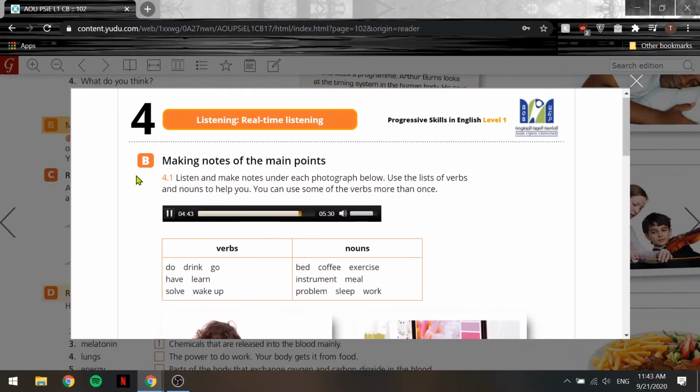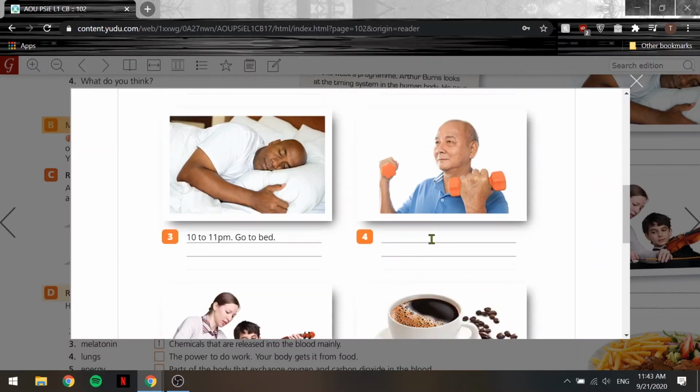All right, so I'll pause it for a second. So we'll say best time to exercise is between 5 to 7 p.m. We'll say, how do we phrase this? We'll just say do exercise. Okay?